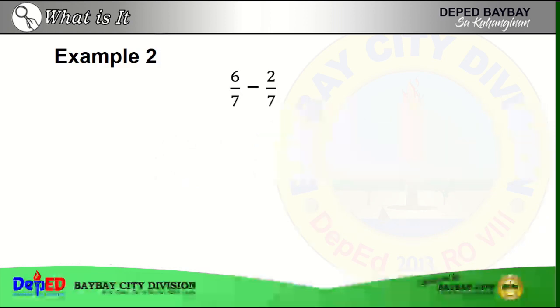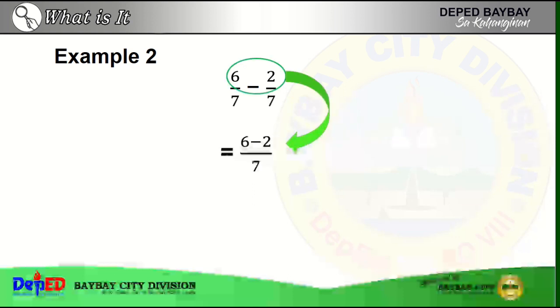Another example, number 2, for subtraction. 6/7 minus 2/7 is equal to 6 minus 2 all over 7. Again, where did we get that? Simply write the difference of the two numerators, then retain their denominator. It is equal to 4/7.